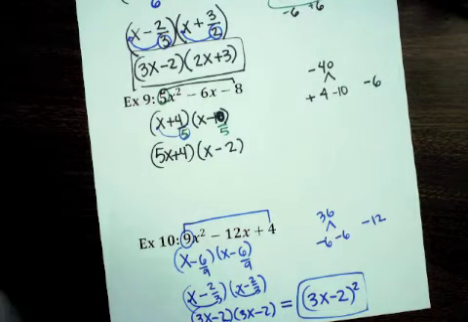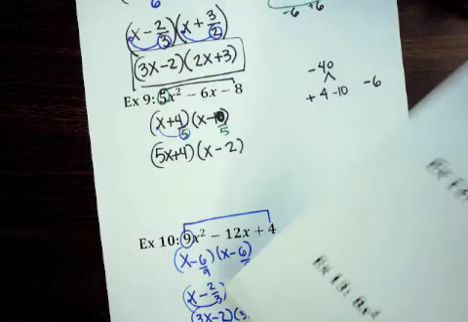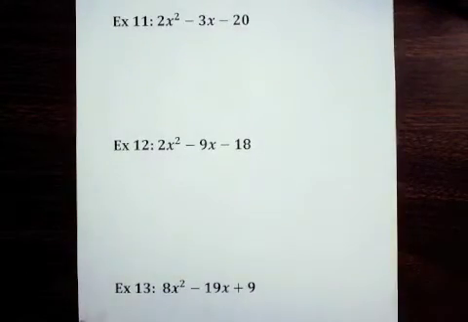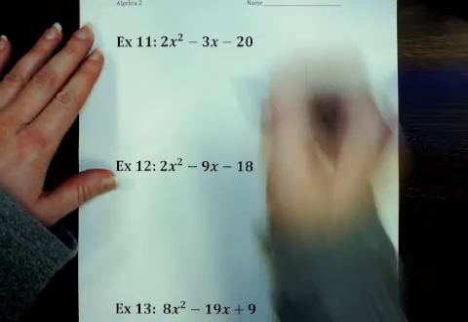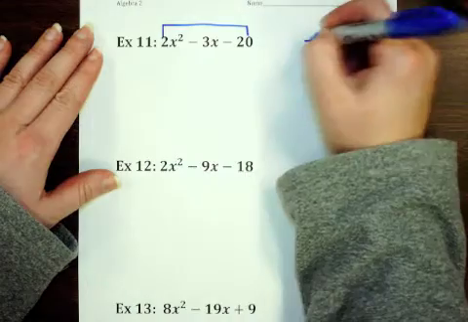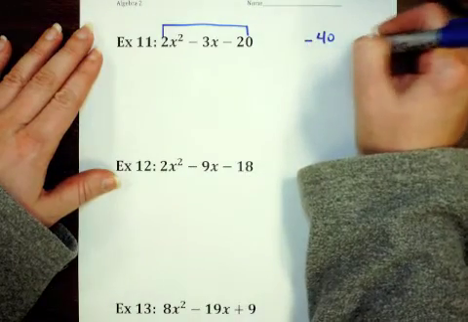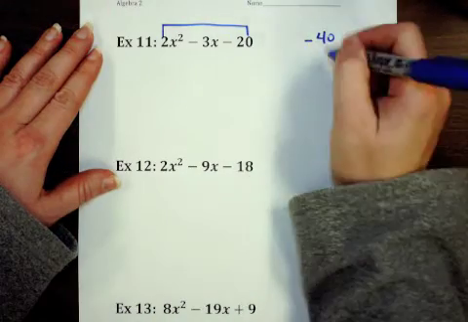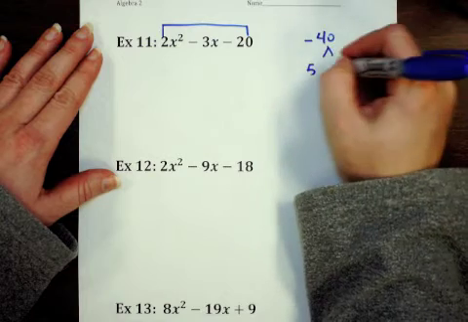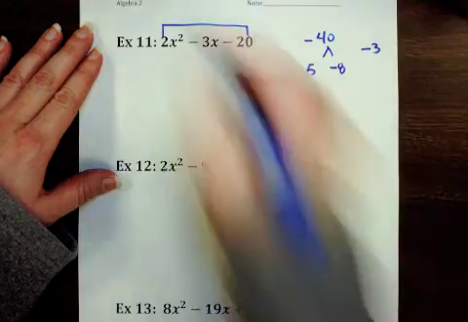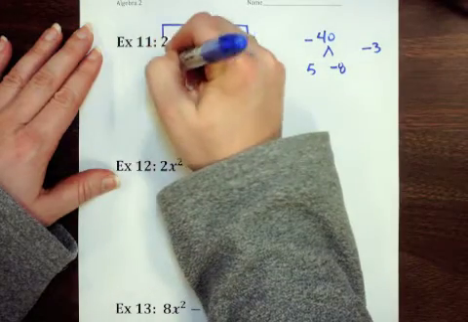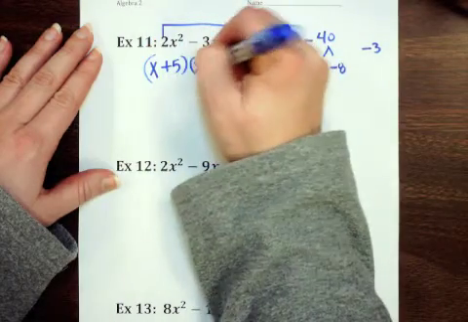Number 11. What multiplies to give me negative 40, but adds to give me negative 3? So I just know them. Go through the list if you need to. I know it is 5 and negative 8. So x plus 5, x minus 8.